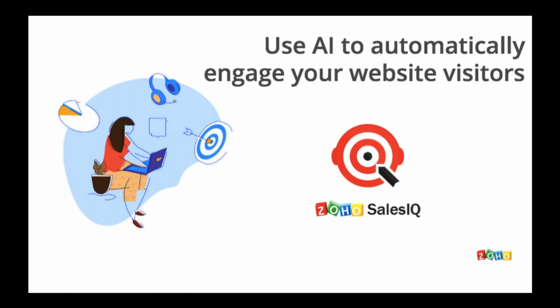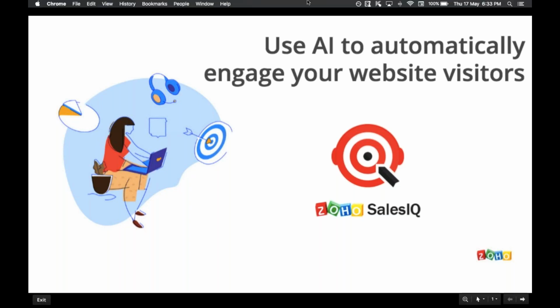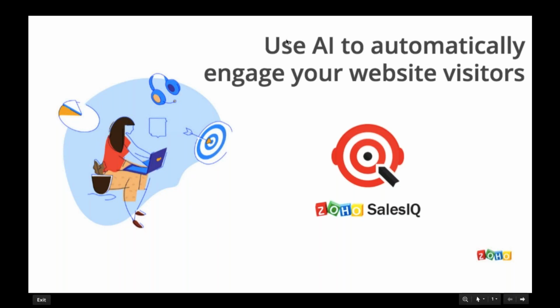Today, we are going to understand how to use artificial intelligence or AI to automatically engage your website visitors. So, this is no ordinary bot. This chatbot, we all lovingly call Chloe, uses machine learning algorithms to understand how you and your associates respond to similar questions and tries to replicate them.